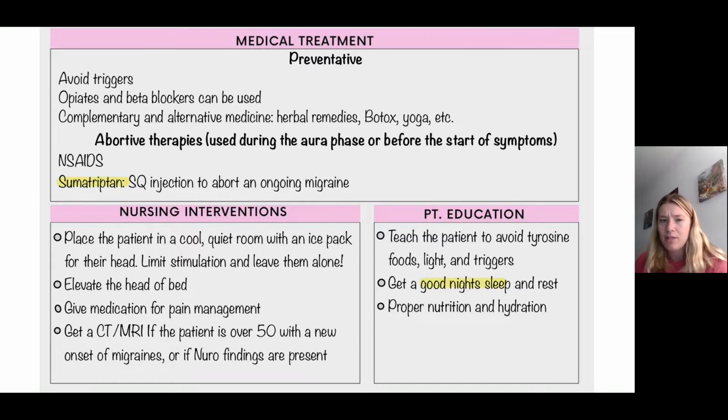However, we are a little bit concerned if our patient is over the age of 50 and now starts having a new onset of migraine symptoms, because we're thinking that this might be something else. So just keep that in mind and advocate for your patients. Our education really is going to be based around avoiding triggers and how to prevent migraines. So get a good night's sleep, stay hydrated, etc.